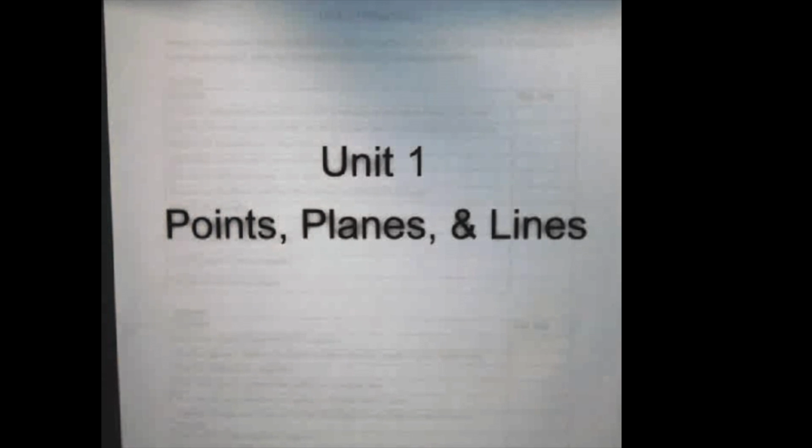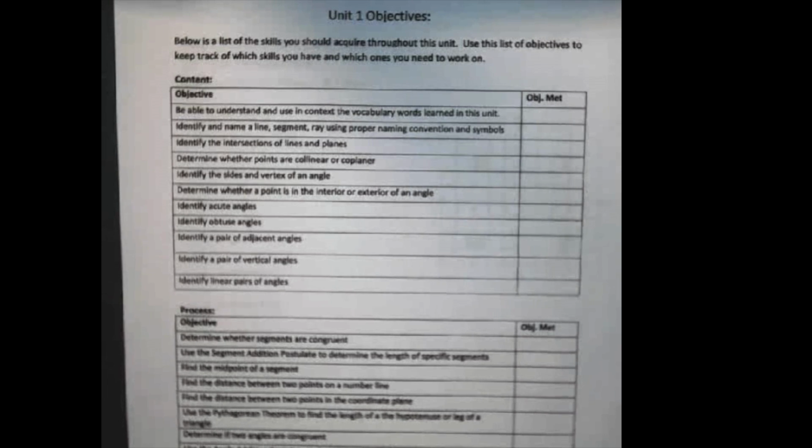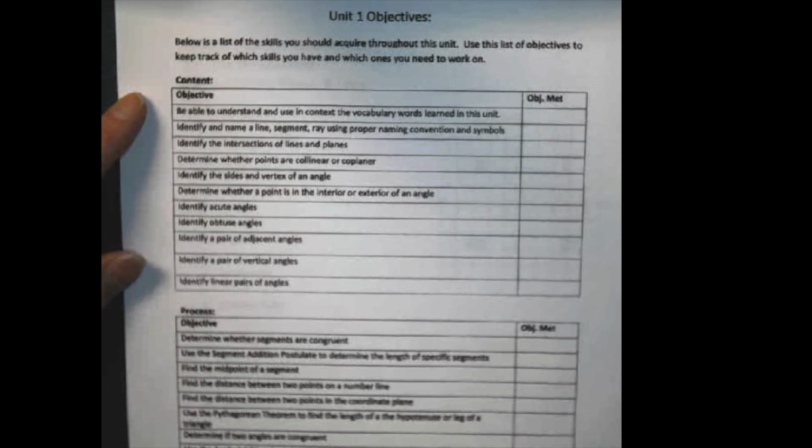Unit 1 is points, planes, and lines. The beginning of each unit has a set of course objectives. You should look at these as you're working your way through the notes and the course material and preparing for a test, and ask yourself, am I able to do these things?